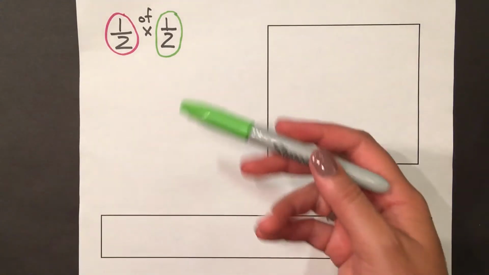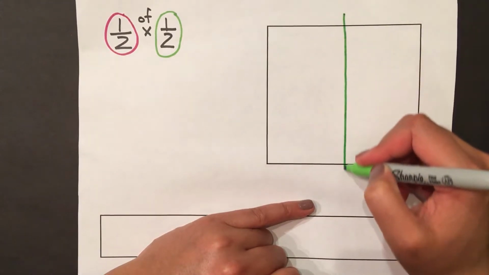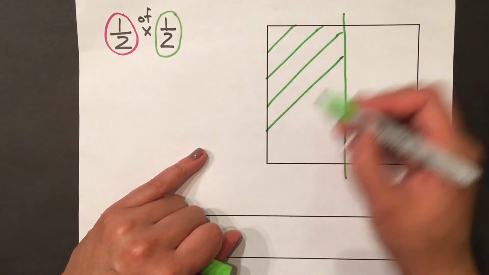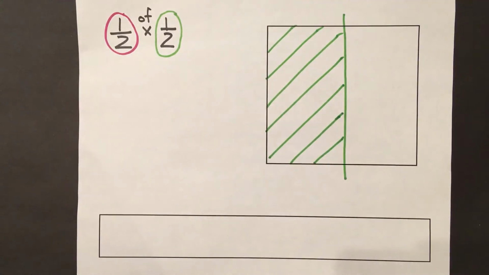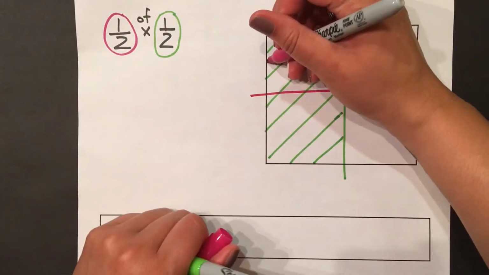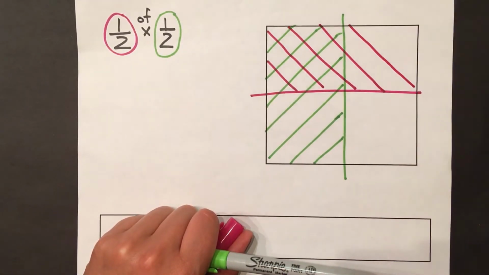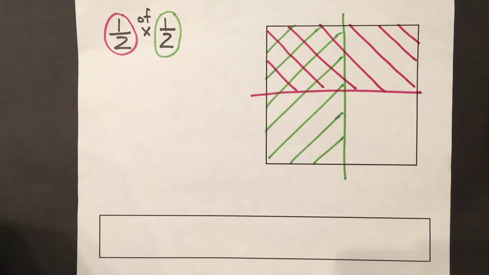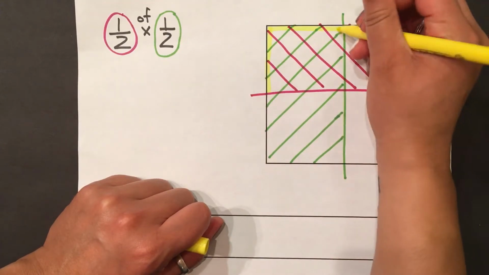So the first thing we're going to do is split our box in 1/2. And then we're going to mark in 1/2. Then we're going to split it, ignoring the first split, pretending it's not there, and split it in 1/2 again. And we're going to slash the other 1/2. Well, where do my two colors overlap?